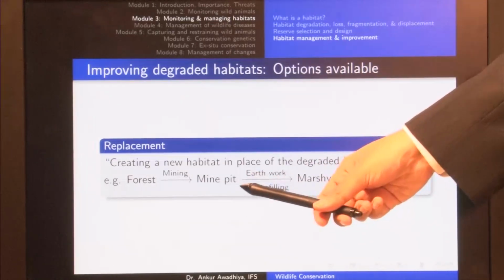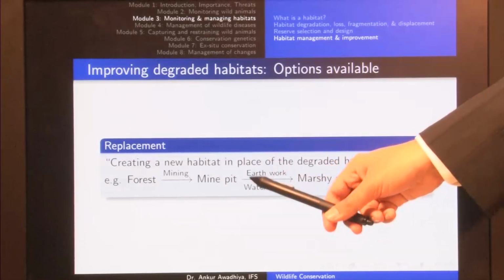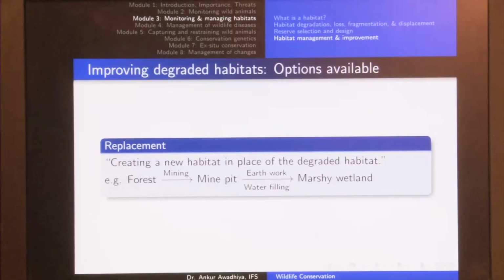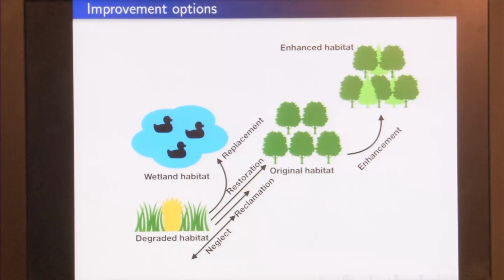So the other way is that you can do some amount of earthwork and some water filling, so that all these pits are converted into a wetland, and then this wetland can be used by birds, for instance. So here are the improvement options.